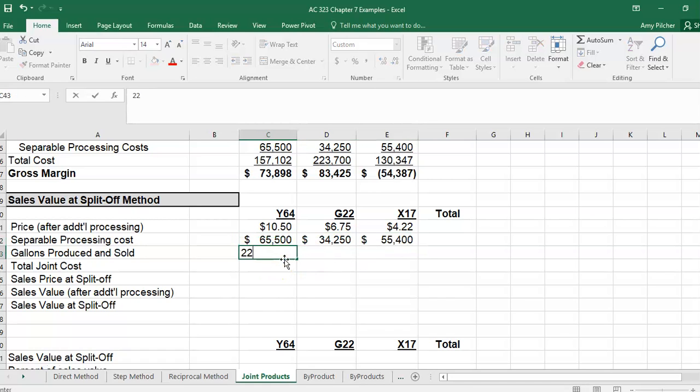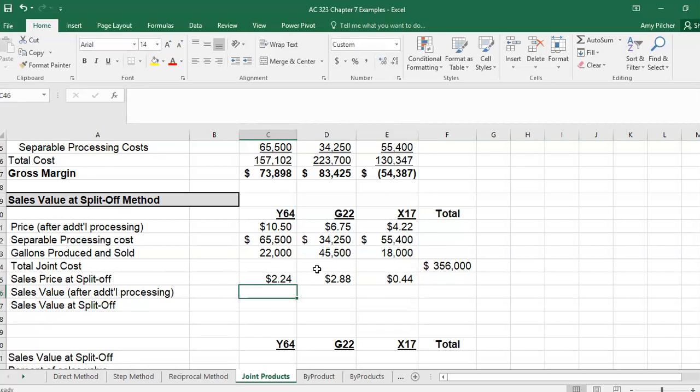We made 22,000 gallons of Y, 45,500 gallons of G, and 18,000 of X. Our total joint cost was $356,000. Our sales value at split off is $2.24 for Y, $2.88 for G, and 44 cents for X. That is the sales value before we do the extra processing.